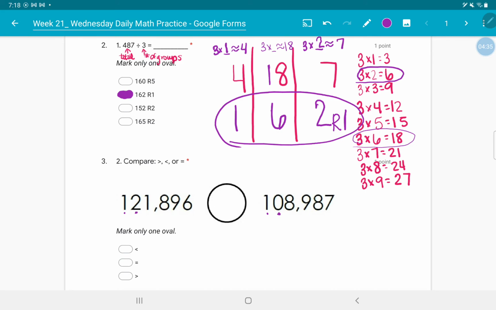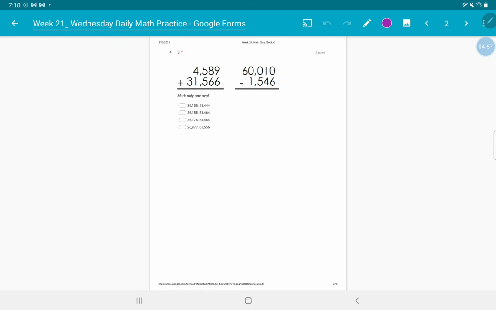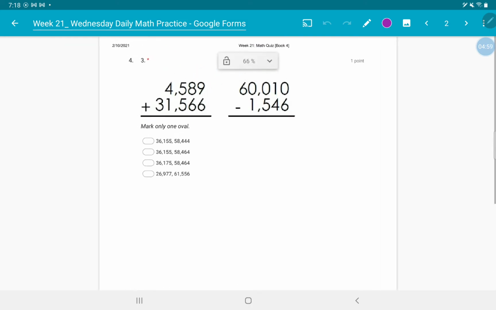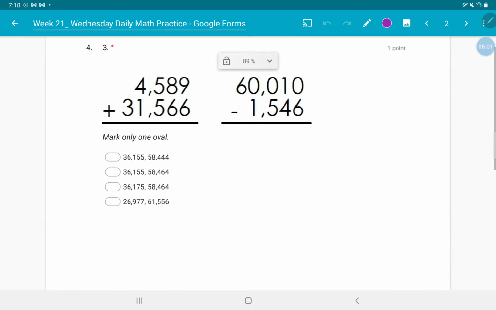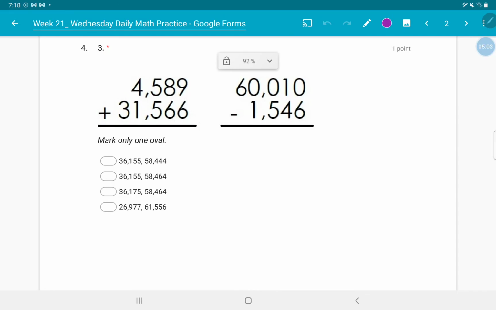20,000 and 0 10,000s. I know that 2 is more than 0, so this is going to be greater than. I would read that inequality as 121,896 is greater than 108,987. My next question has me adding and then subtracting.